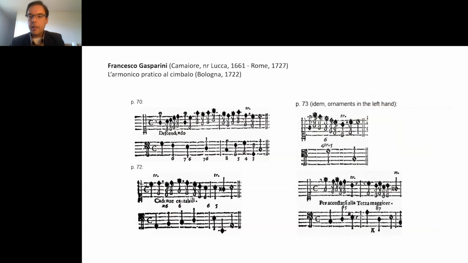In Gasparini's L'armonico pratico al cimbalo, in fact, Gasparini gives us some evidence of a similar practice used in basso continuo performance, in this case of complementing the harmony with the left hand while the right hand plays an embellished passage in order to give grace to the accompaniment. He says, "I would like to show you many kinds of diminutions, ornaments, embellishments, and other ways of lending grace to the accompaniment."